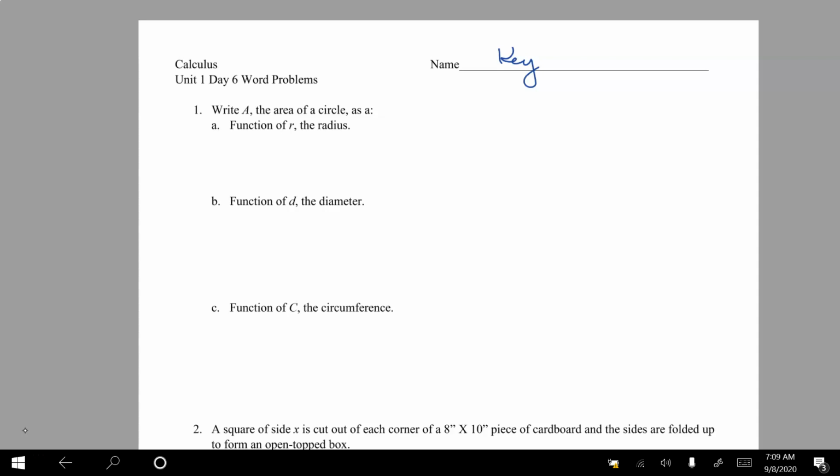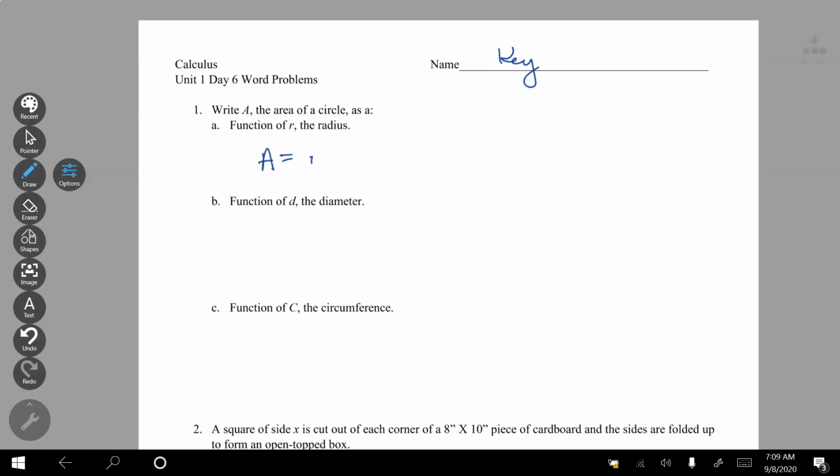So first of all, let's talk about what is the area of a circle as a function of the radius. Well, that's your basic formula of A equals pi r squared. You've done that many times in your life. How about if we want to write it as a function of the diameter?